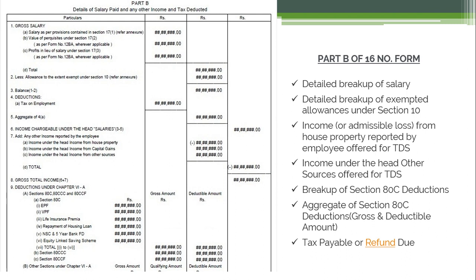Here you can see the gross salary, that is salary as per the provisions contained in section 17, or the value of perquisites, and profits in lieu of salary under section. All these details will come here in the gross salary, and then you will have your total gross salary, and you can have your balances and deductions, that is tax on employment, professional tax, and income chargeable under the head salaries. All these details will be there.